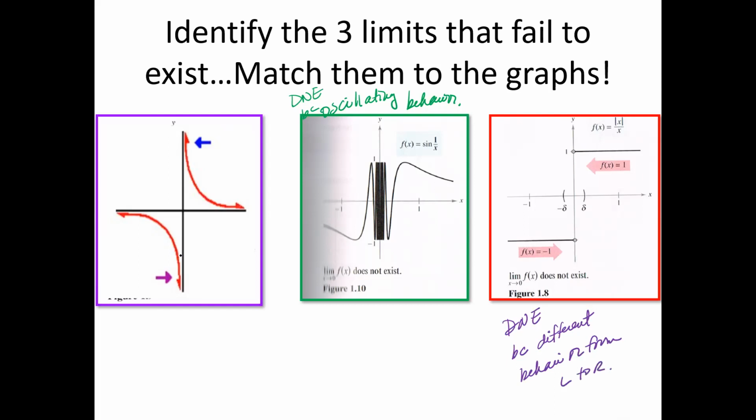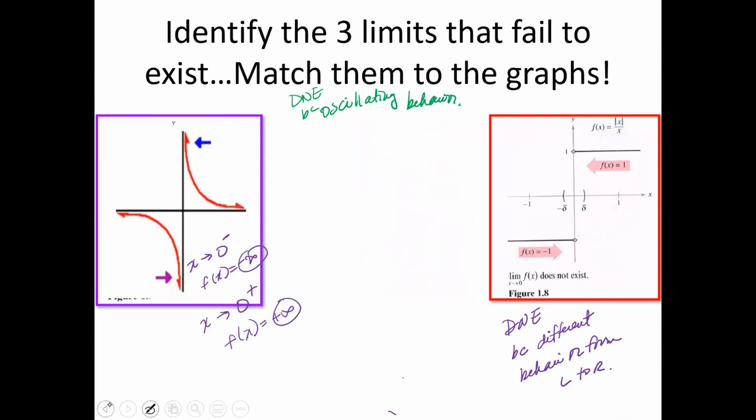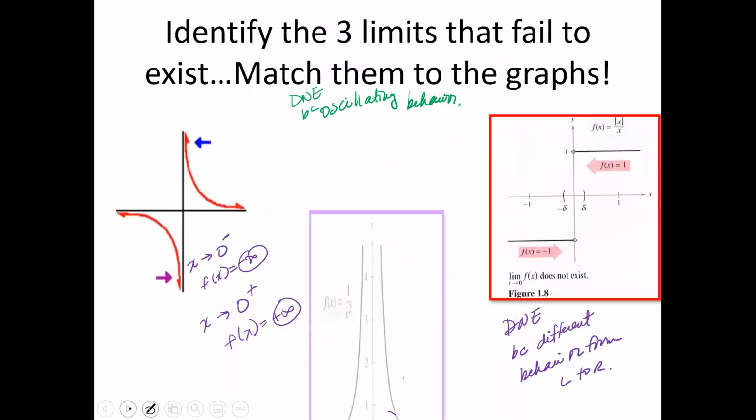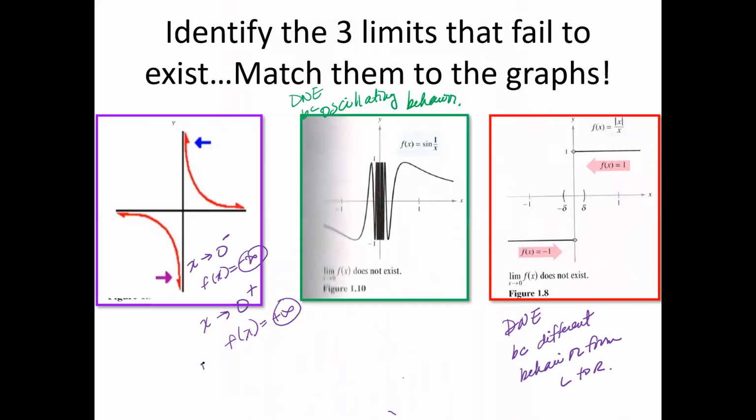Now with this one, as x approaches 0 from the left side, we put a little negative there, f of x is going to be equal to negative infinity. However, as x approaches 0 from the right side, f of x is going to be positive infinity. So obviously two different behaviors. With this one, it is going to be unbounded behavior. So the limit does not exist because of unbounded behavior.